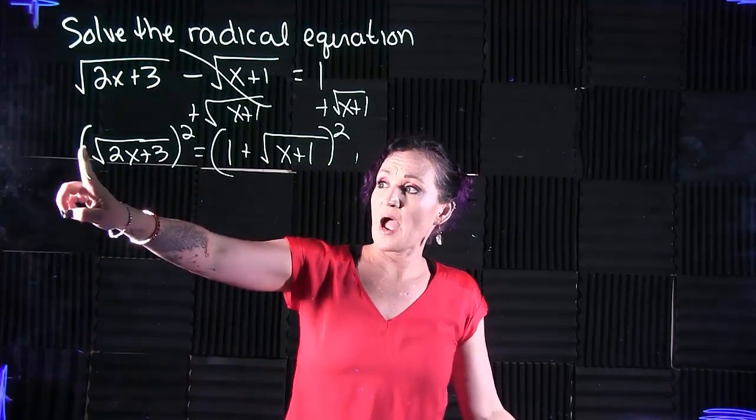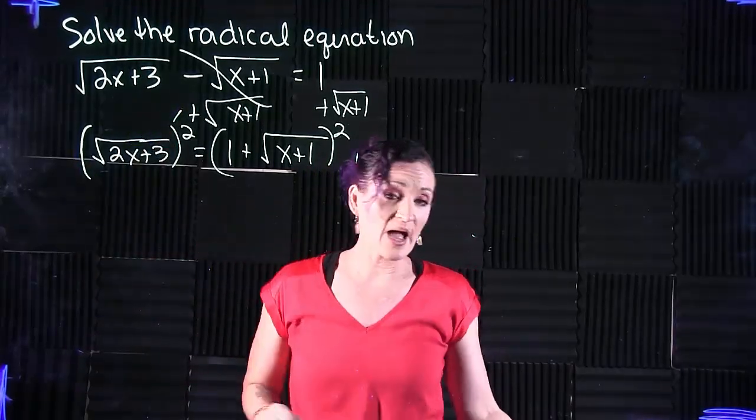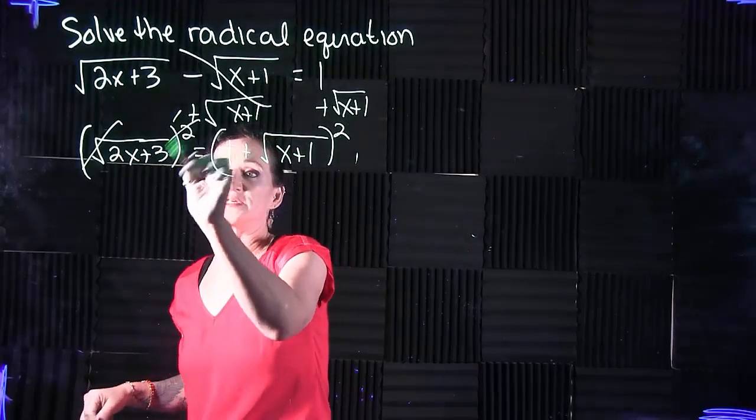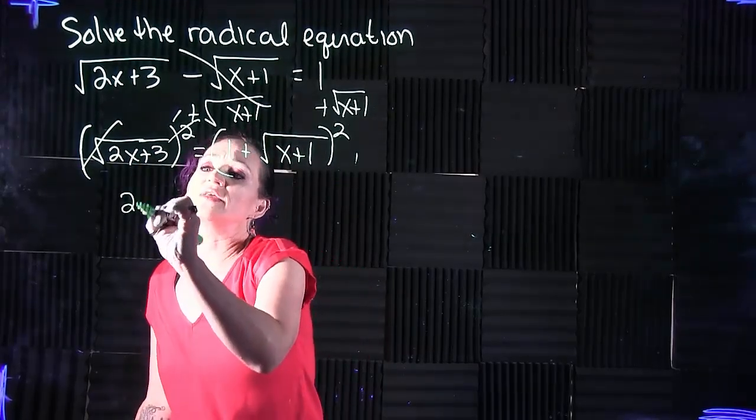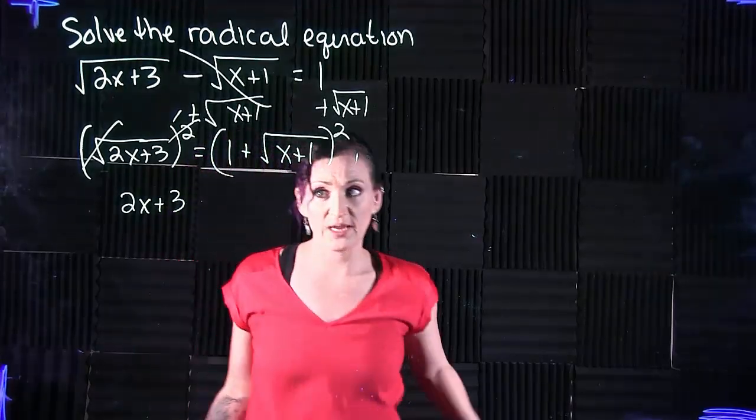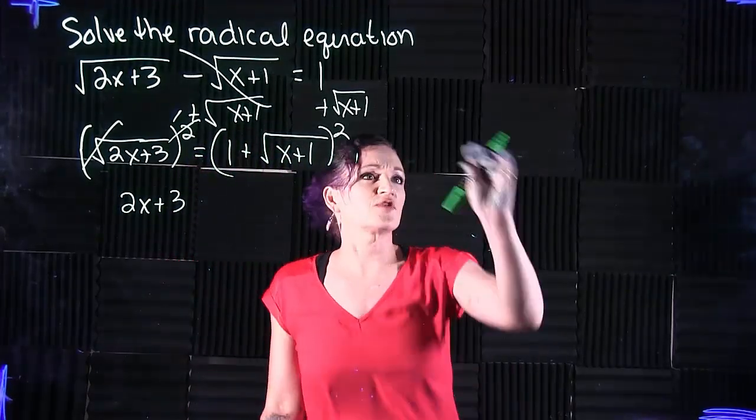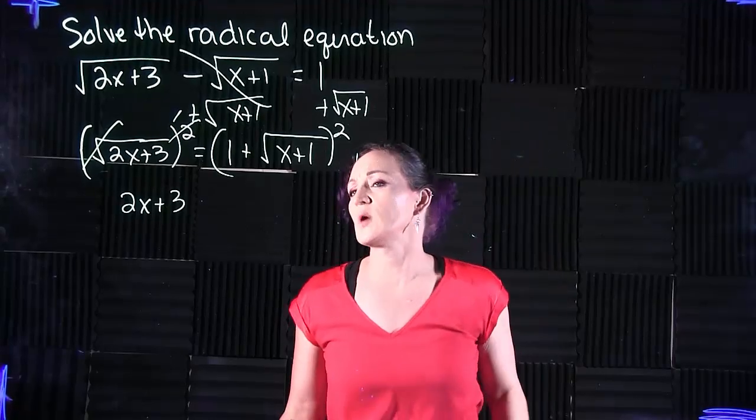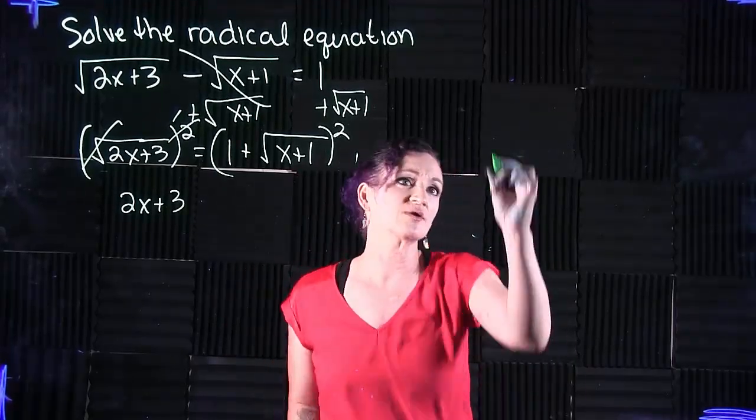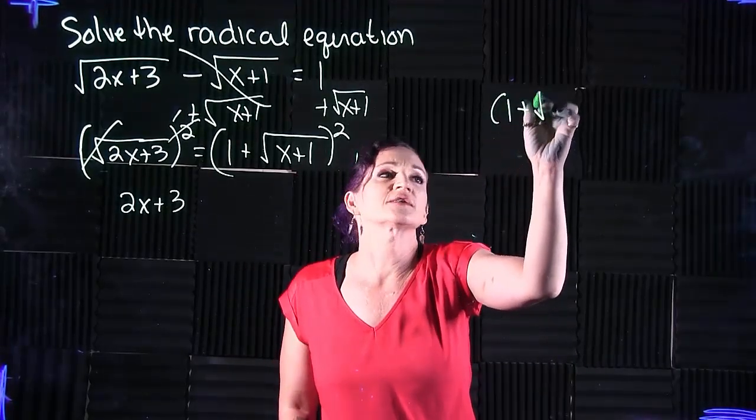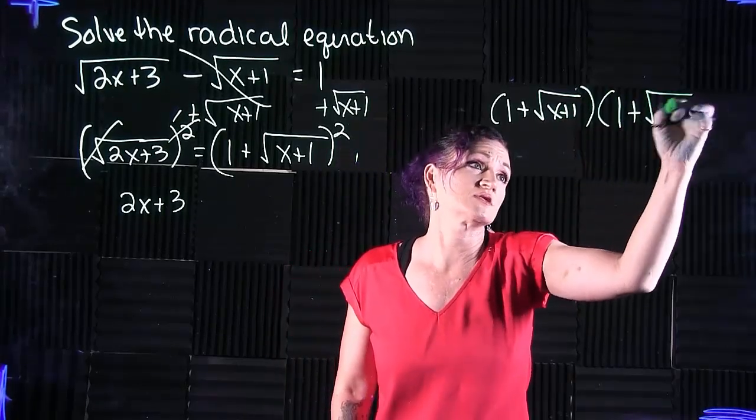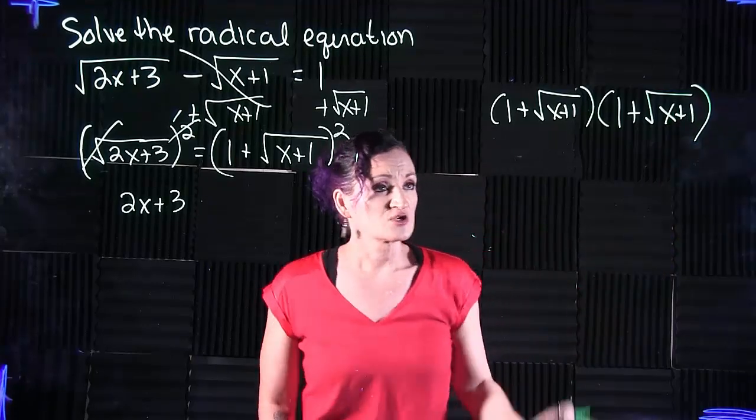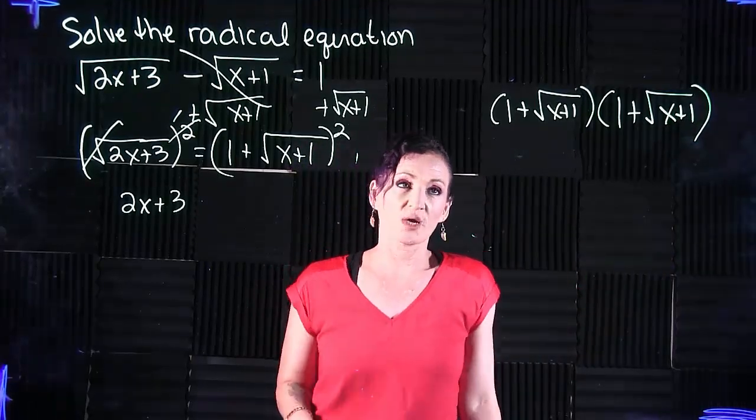Left-hand side, a radical raised to the second power is going to cancel out. Those are opposites of each other. So square root and square cancel, leaving us with 2x plus 3. Now on the right-hand side over here, I'm going to write this out, this 1 plus square root of x plus 1 squared. That means we're taking 1 plus the square root of x plus 1 times 1 plus the square root of x plus 1. So I'm going to break down this multiplication real quickly here.